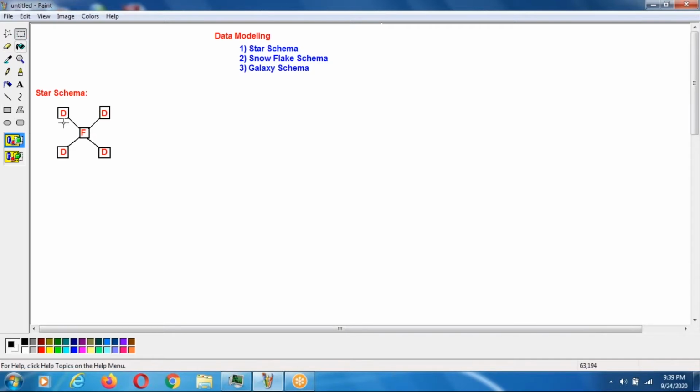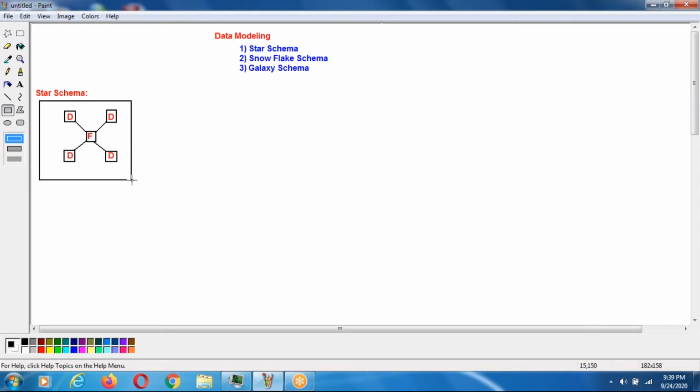But every dimensional model need not be a star schema. Every star schema will be a dimension modeling, but every dimension modeling may not be star schema. That means if you follow some special rules on the dimensional model, then it will be called as a star schema.